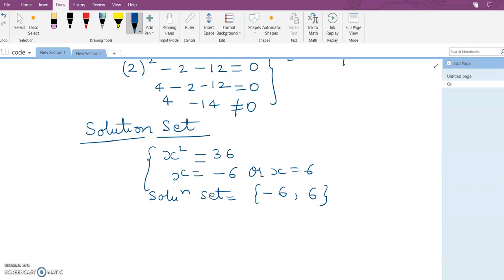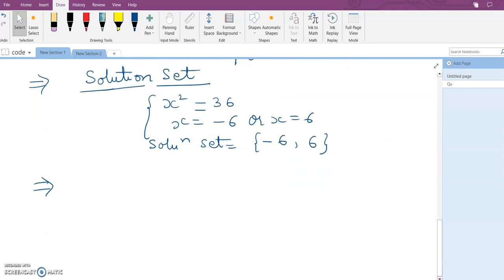Now next thing that I would like to talk about is zero product rule. So let's see what is a zero product rule.